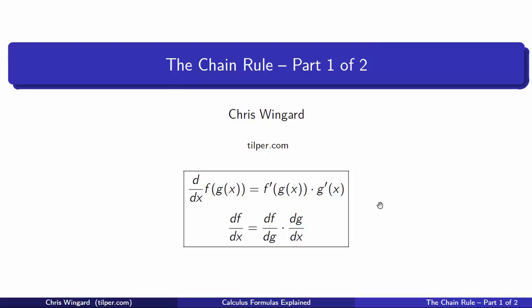Let's take a look at the chain rule now and see why that's true. So the chain rule says d/dx of f of g of x equals f prime of g of x times g prime of x, or another way of expressing that is df/dx equals df/dg times dg/dx.